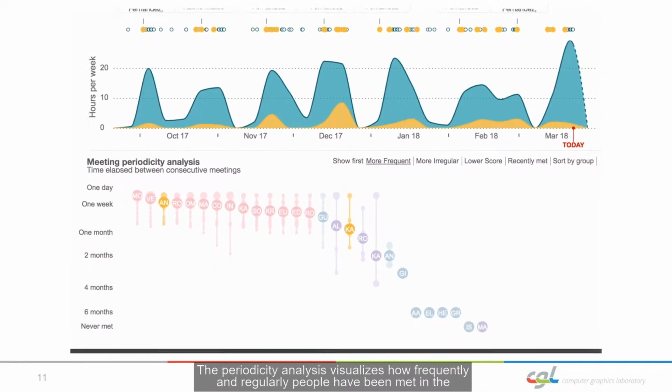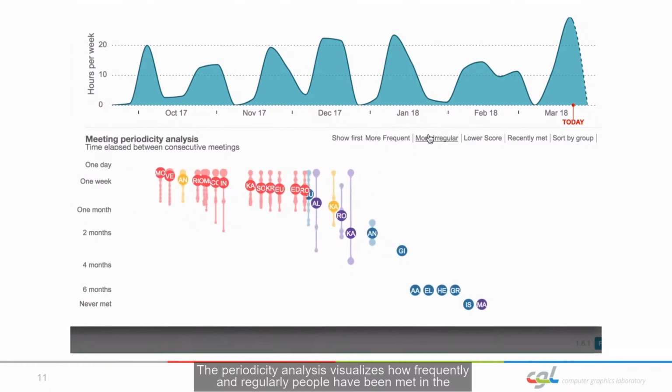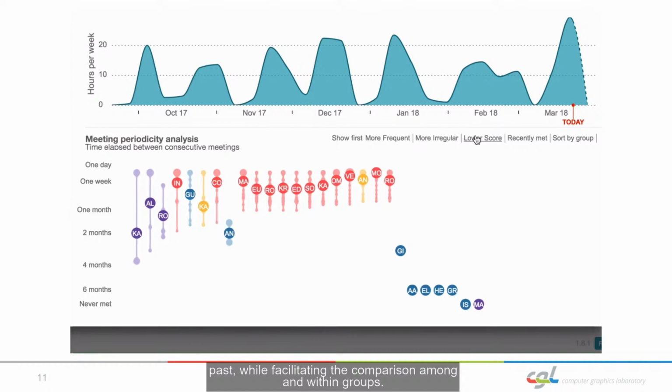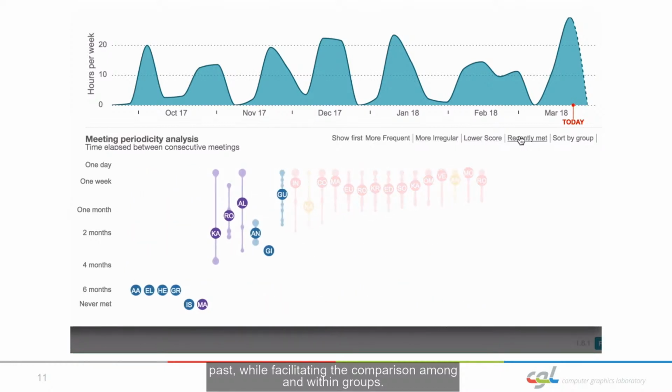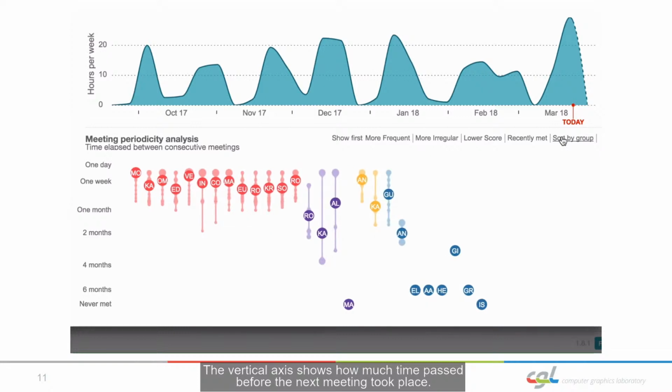The periodicity analysis visualizes how frequently and regularly people have been met in the past, while facilitating the comparison among and within groups. The vertical axis shows how much time passed between the next meeting took place, and the horizontal axis can be interactively reordered to find, for example, the most frequently or most irregularly met individuals.